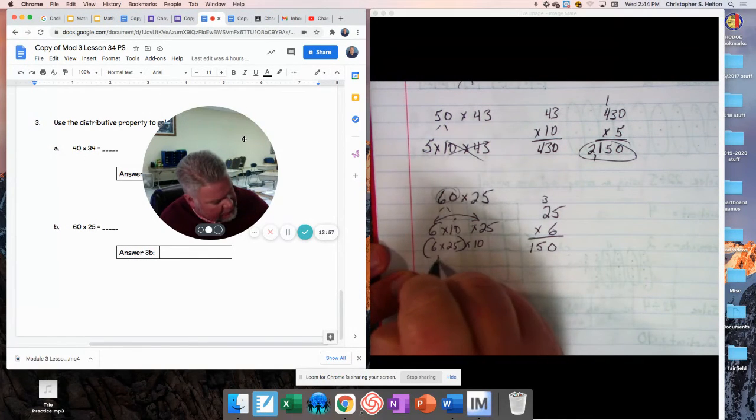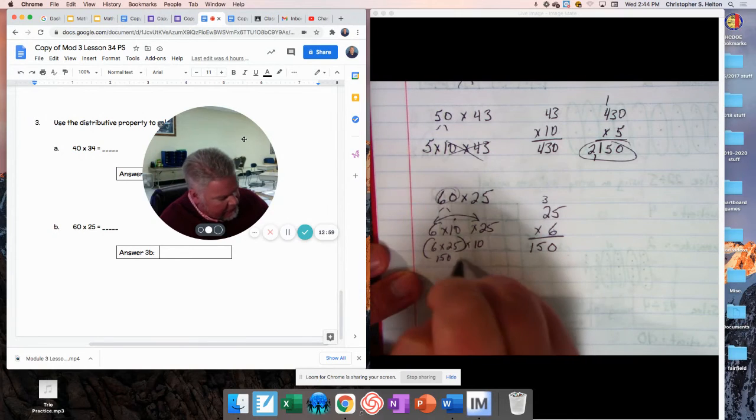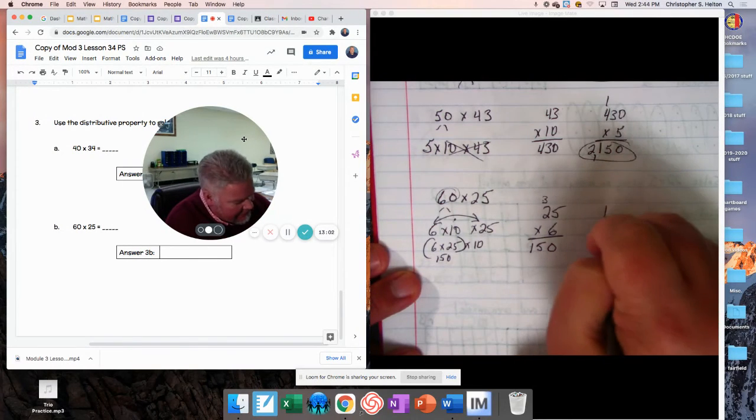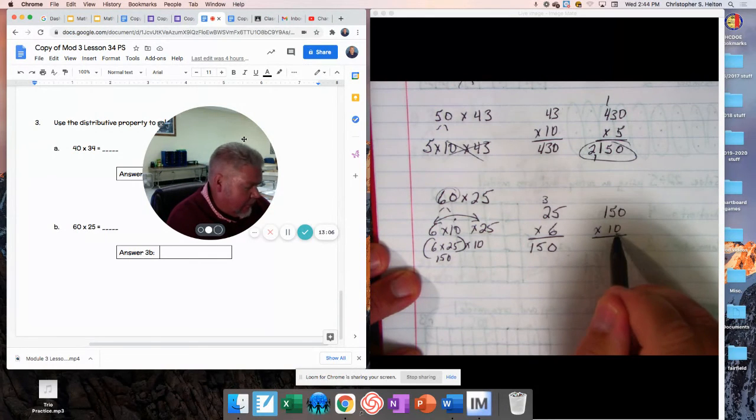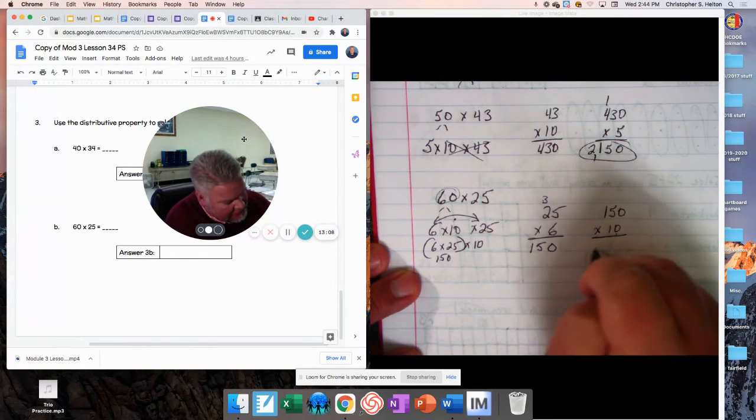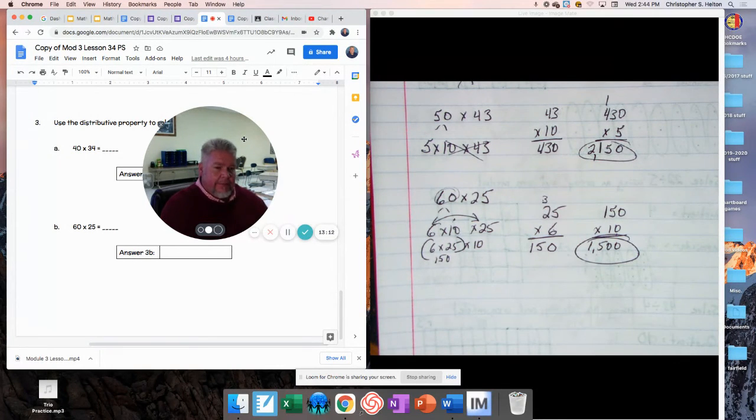So 6 times 25 is 150, but now we got to multiply that times 10. Well, that's easy. We just add another 0 to it, don't we, when we multiply by 10? So that's going to be 1,500 is going to be our answer.